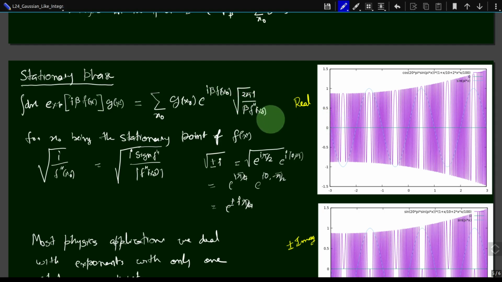Now for plotting, what I did, I took the real and imaginary part of this function, exponential minus I beta x. So I took cos beta of f of x times g of x that I plotted over here, and wherever the exponent is stationary, okay, not minima, just stationary. So you see here it is maxima, the f of x is maxima.